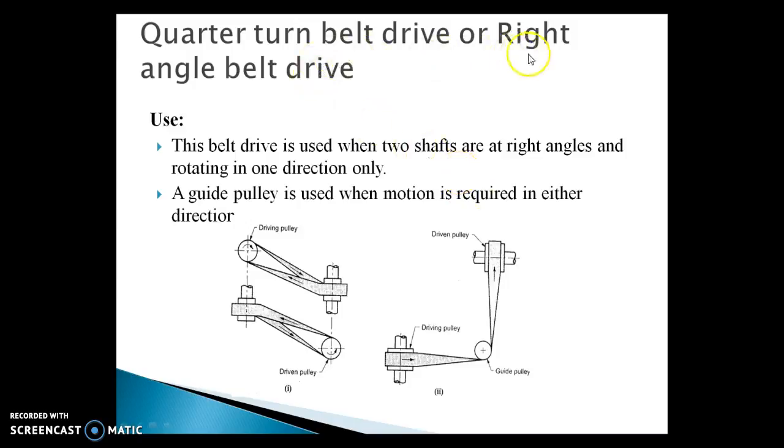Quarter turn belt drive or right angle belt drive. Here we can see two pulleys are perpendicular to each other. They are at right angles. This belt drive is used when two shafts are at right angles and rotating in one direction. So this is the front view and this is the top view. But in certain cases, when motion is required, we can use guide pulleys which keep the belt perpendicular.